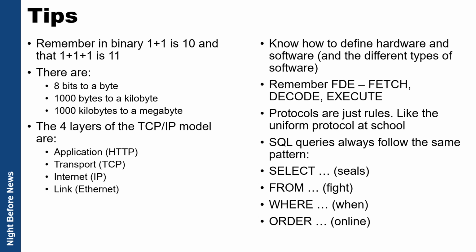Don't forget there are 4 layers of the TCP/IP model. We've got application, transport, internet, and link layers. Again, if you're not too sure, have a little look around them, but I've put a protocol or one of the rules next to them.